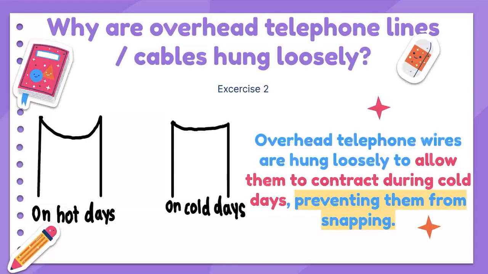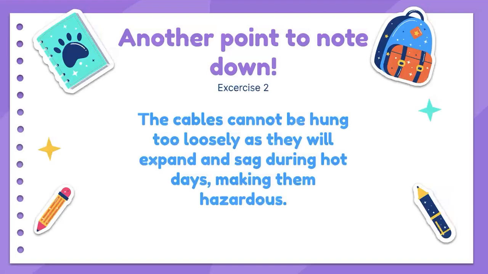Overhead telephone wires are hung loosely to allow them to contract during cold days, preventing them from snapping. So we have talked about giving them space to contract, and contraction or expansion occurring. And the highlighted part is unique, and we have mentioned that as well. In this case it is to prevent them from snapping. Here is another point to note down. These cables cannot be hung too loosely as they will expand and sag during hot days, making them hazardous.